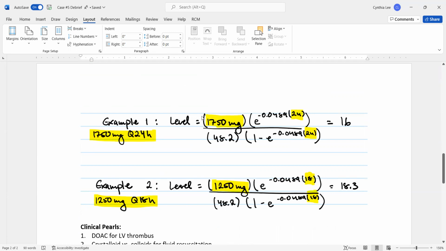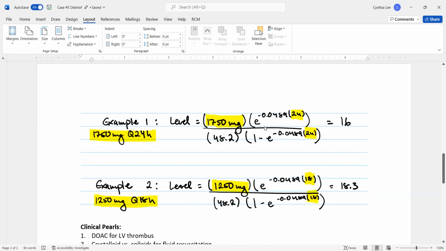So for example, if you want to do 1,000 Q12 or something like that, right? You put 1,000 here. You have your VD, you have your K in here, and then 12 will be here, right? Because you want to try to give it that way. And then once you calculate it, it will give you the anticipated trough essentially. And if it's within the goal, then you can proceed with that dose.